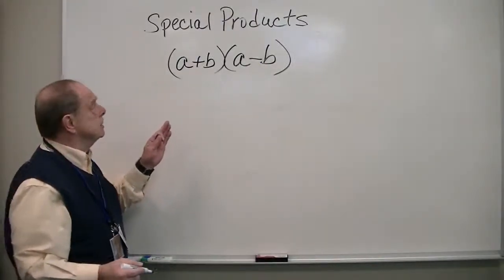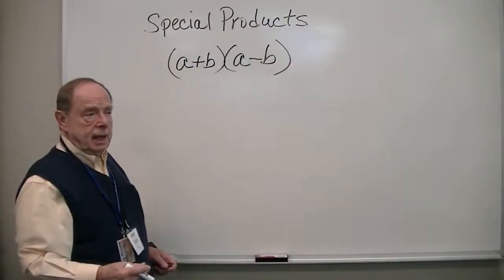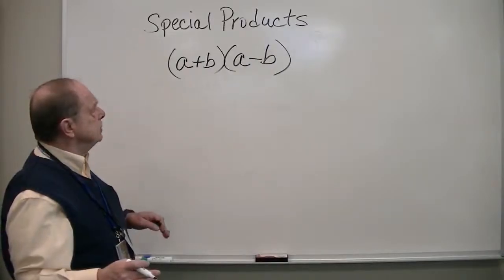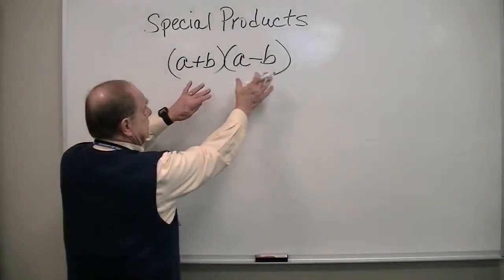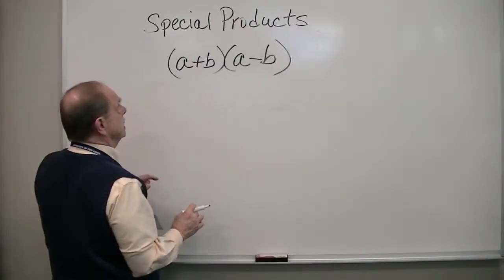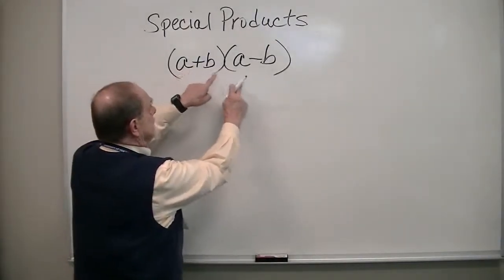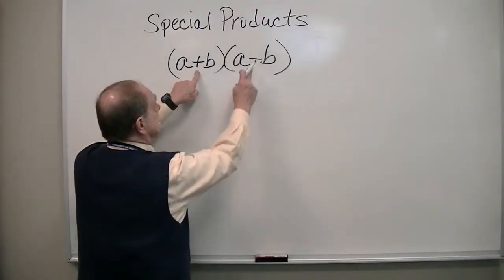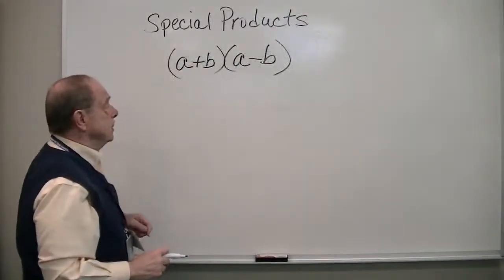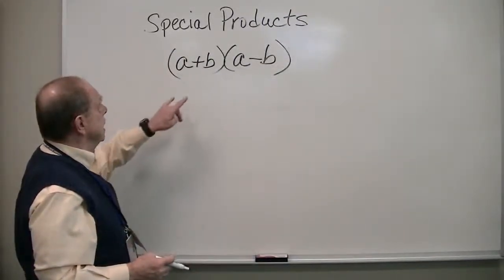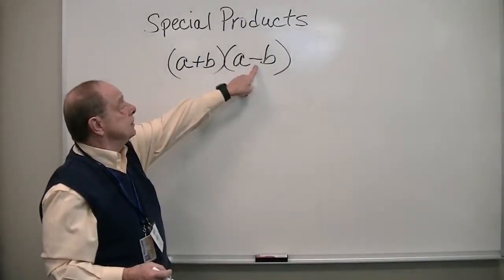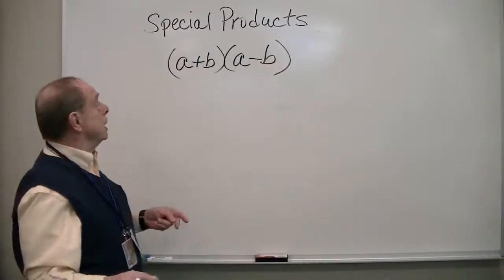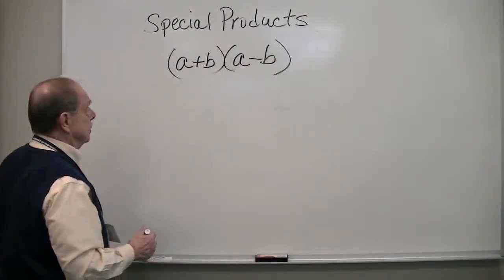Now, the next special products, again, we're going to use the FOIL somewhat, but it's a little modification. Here we have, again, two binomials that we're multiplying, but here it's A, B, here it's A, B. So the terms are the same, but here's a plus and there's a minus. So we call this the product of the sum and difference of the same terms. And this gives us a special product. That's why it's in this category.